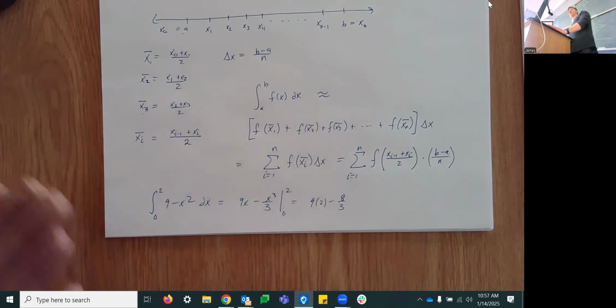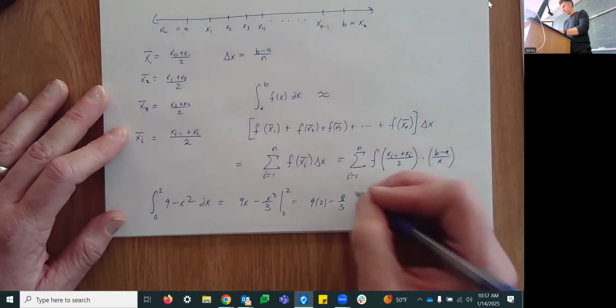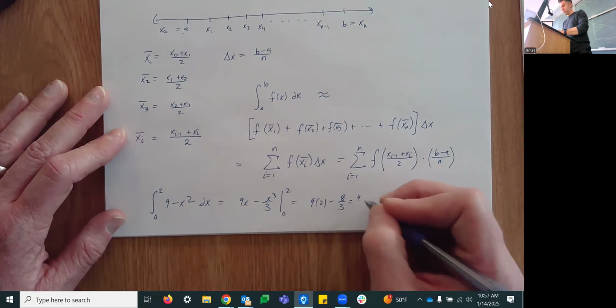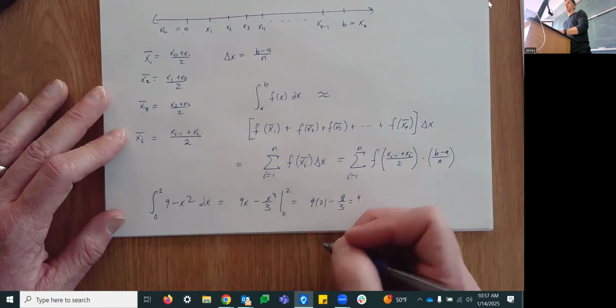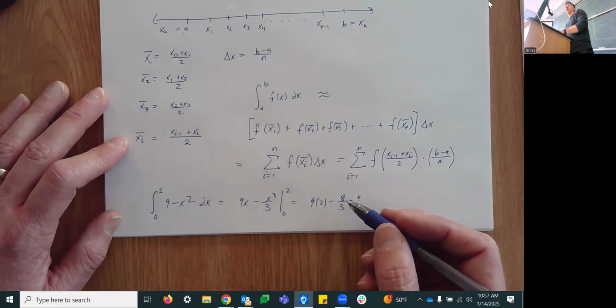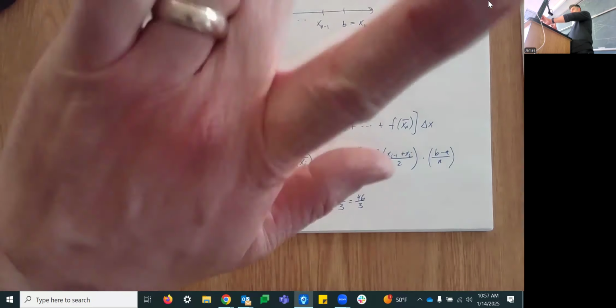I'm just kind of pointing out that, so here's the point though. You get 18 minus 8/3, which is, 18 times 3 is 54, minus 8 is 46, so 46/3. Well, hold on one sec.